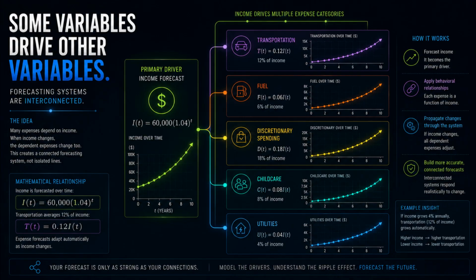And once financial variables begin interacting dynamically through time, the household operating system begins behaving like a true integrated forecasting architecture. This is where forecasting, managerial accounting, FP&A, economics, and systems engineering begin converging into one unified framework. The key insight is this: the strongest forecasts are not isolated lines. They are connected systems.